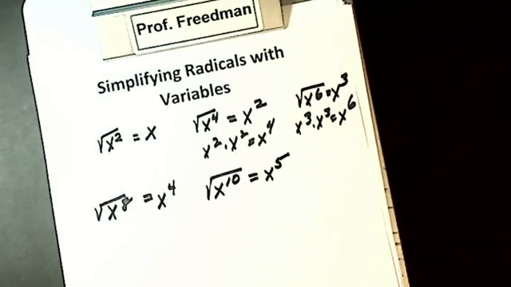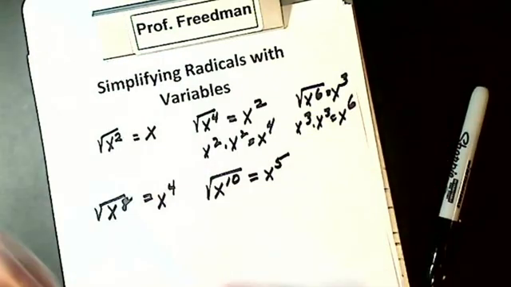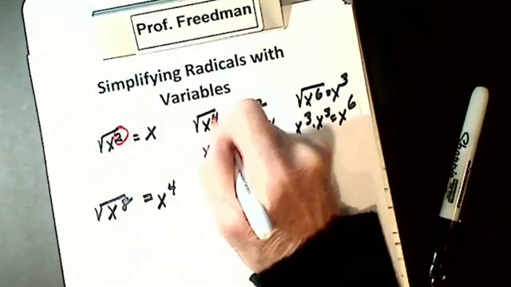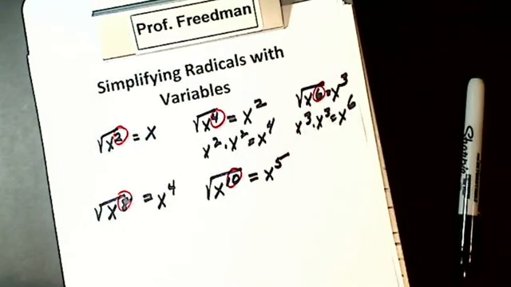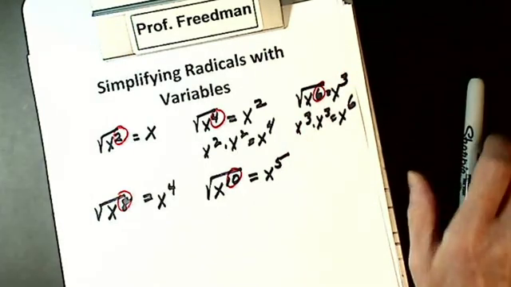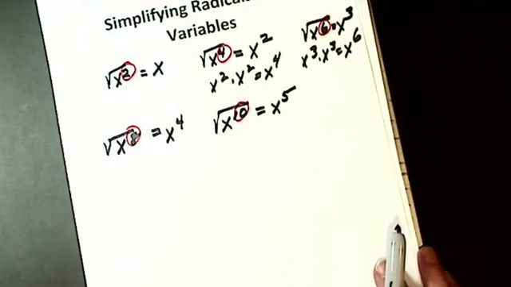So I see a pattern. I can take the square root of any even exponent, and it's always half. In other words, this is even, even, even, even, even. So any even exponent, it's always half. So now the problem comes if it's odd.